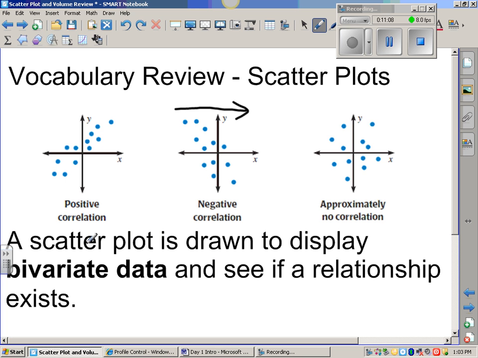A scatter plot is drawn to display bivariate data. Make sure you know that vocabulary word. Bivariate data is when you're comparing 2 things that are linked. Study time to grade on a test would be bivariate data. They are linked. Shoe size and average grade on a test would not be linked. They have no correlation with each other. You have more information on that vocabulary word in your notebook. But again, bivariate data is 2 data sets, 2 components compared if they're linked to each other.